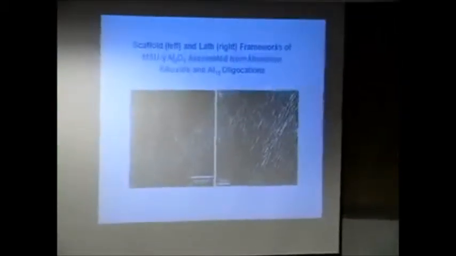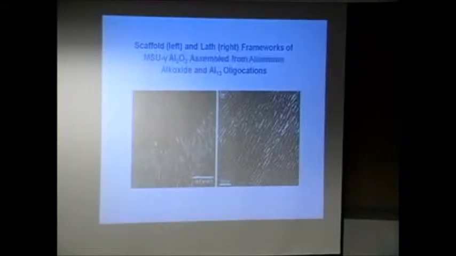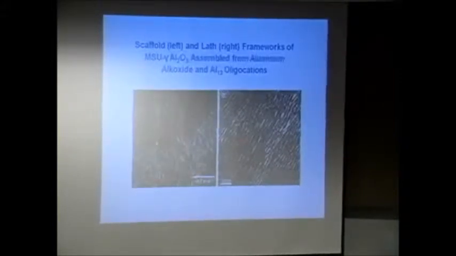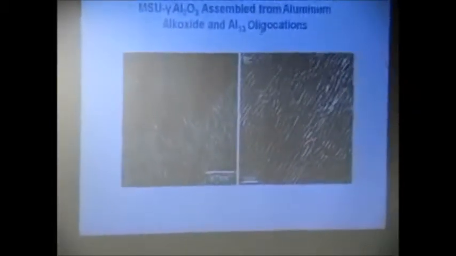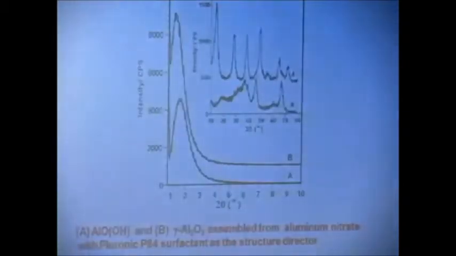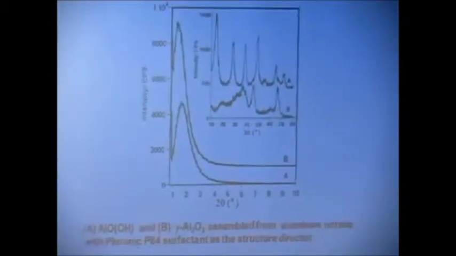mesoporous forms of alumina. And these are the micrographs illustrating them. We call them scaffold structures, or sometimes ordered scaffold structures. This one is more disordered than this one. But you could see that the mesoporosity are individual crystallites of crystalline alumina. And we know that they're crystalline from the diffraction pattern.